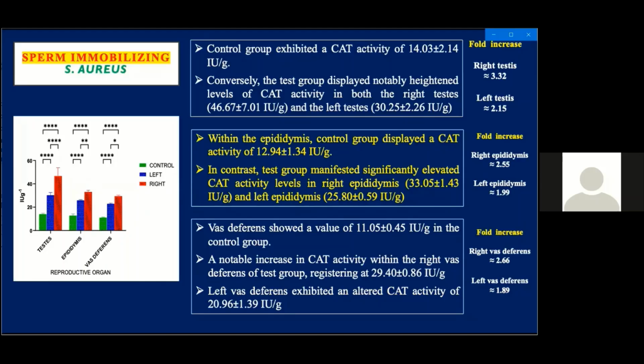In case of sperm-immobilizing Staphylococcus aureus administered mice, when catalase activity was checked, again it was following the same pattern, that the level was significantly high on the right side of the organs as compared to the left side of the organs, and again the value was higher in the testes as compared to the epididymis and vas deferens.